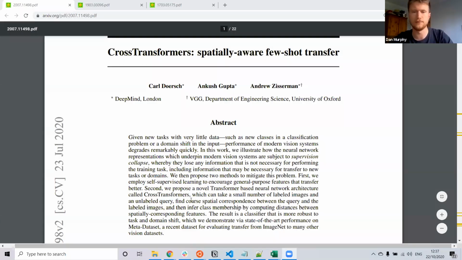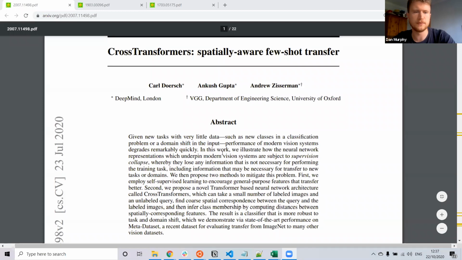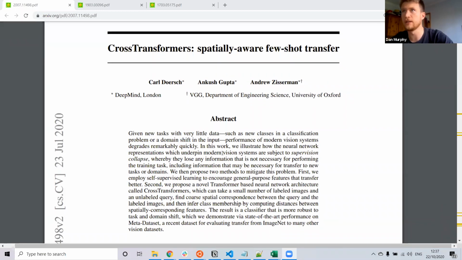Go ahead. Cool, thanks, Carlos. Yeah, so hi, everyone. I'm going to be talking about this paper that Carlos has just introduced, cross transformers, which is an accepted paper for, I think, NeurIPS 2020. So I'll just share my screen and we can start talking about it. Cool. So is that all right? Can everyone see that? Yeah, cool.